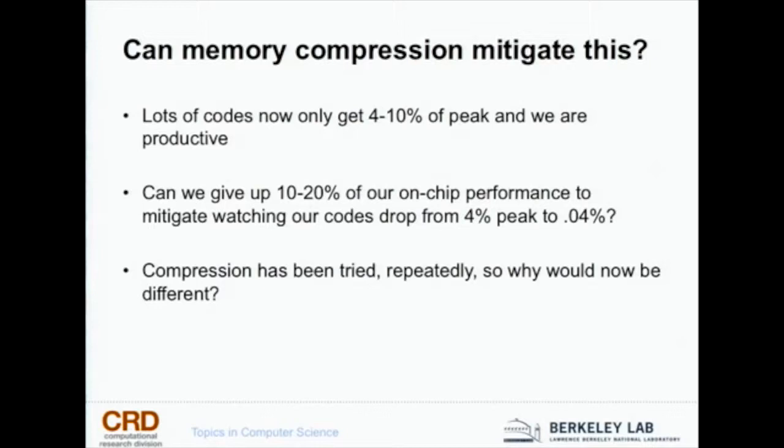So lots of codes currently maybe run at 4% to 10% of the machine peak right now. And the rest of the time, they're waiting around for the memory to show up. So we can probably give up a lot of the on-node compute performance in order to mitigate this kind of falling off the cliff that most production codes are walking into right now, which is they're going to go from a 4% peak to a 0.04% peak if they continue with the process as we're going now.